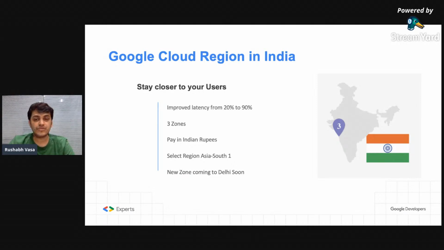Also, you can pay in rupees, so you don't have to worry about credit cards or dollars. Just to give you some specifications, to select the India region, you have to select region Asia South 1. When you go into Google Cloud Platform and create, let's say, an instance, you need to select the region as Asia South 1.